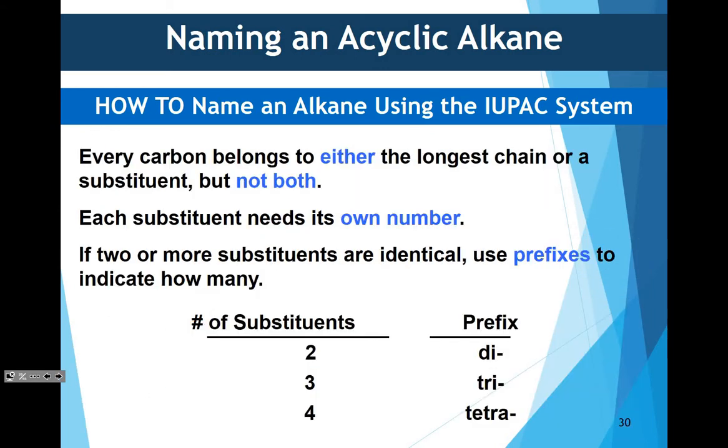If I have more than one thing coming off, and it's the same one thing, so maybe I have 2 methyl groups coming off at different places, I have to give them their own number, and I have to use prefixes. So it's sort of a redundant system. I have to say there's something at 2 and 3, but then I have to say there's di, and then whatever that is at 2 and 3, whether it's a methyl, ethyl, propyl, whatever. It's sort of redundant, but you do have to do that.